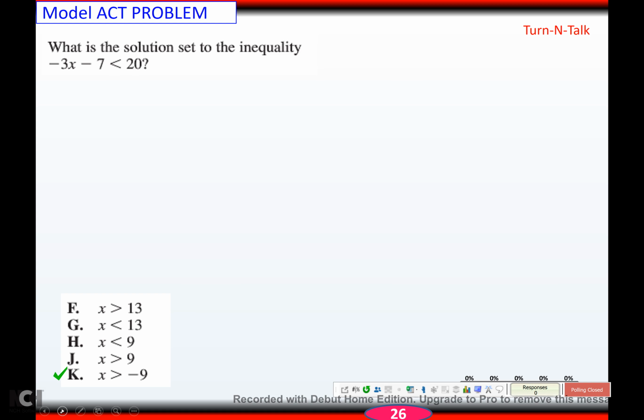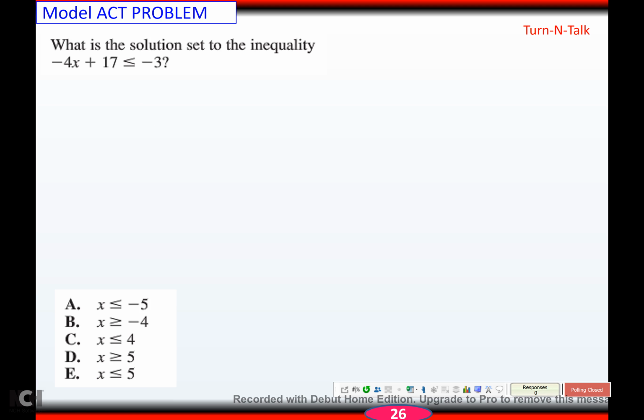And hopefully you got K. Alright, to get x alone in this one, I'm going to add 7 first. That's going to give me negative 3x less than 27. Divide by negative 3. I get x. I have to flip because I divided by a negative, and that's going to be negative 9. Okay, try this one. Hit pause. Come back when you're ready.